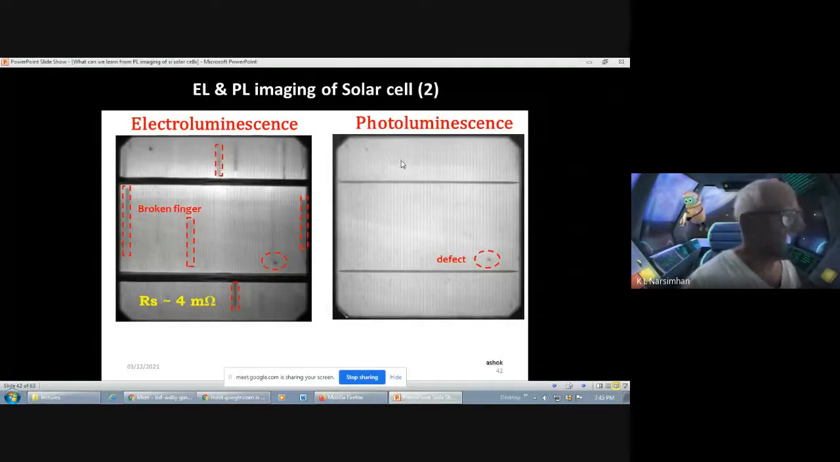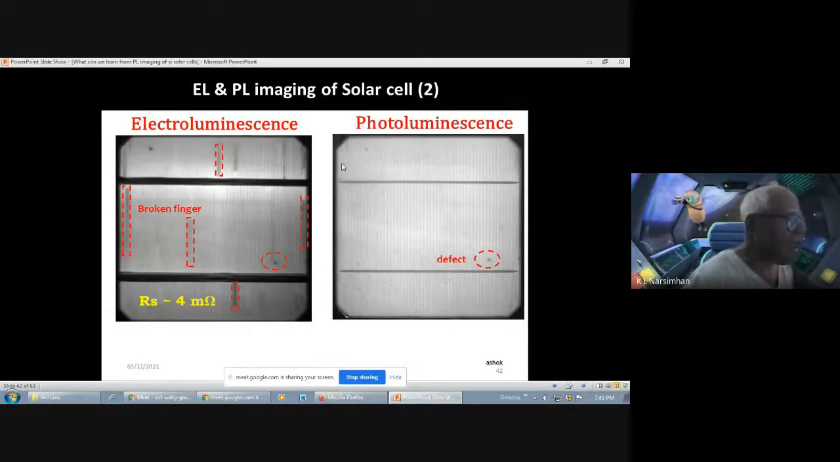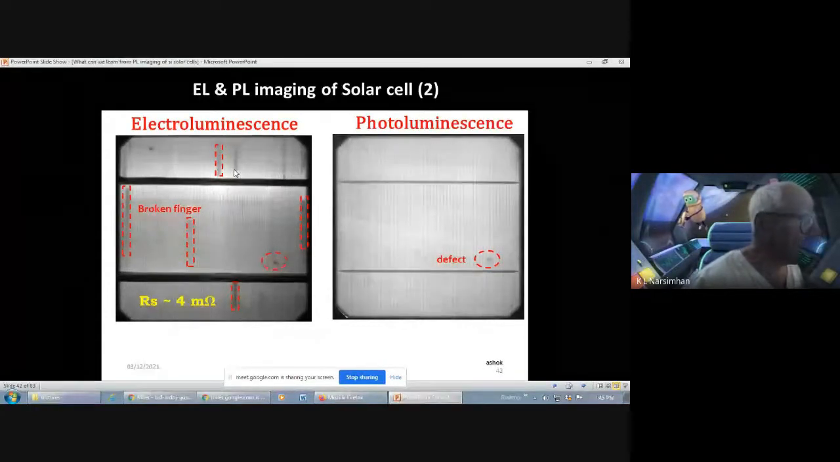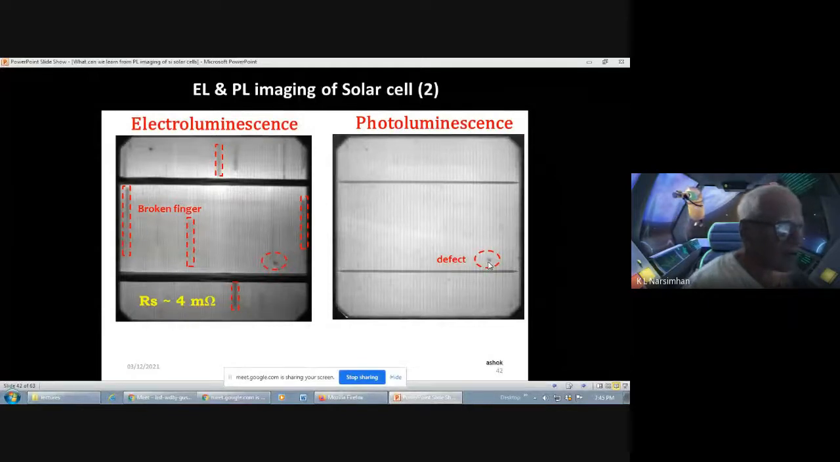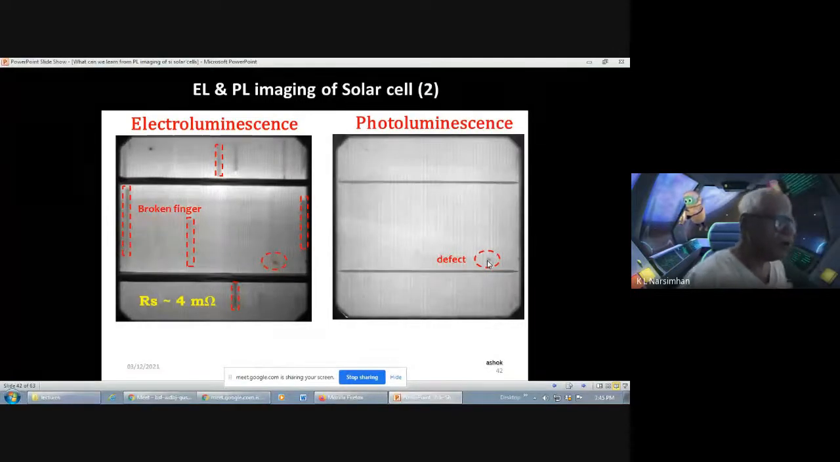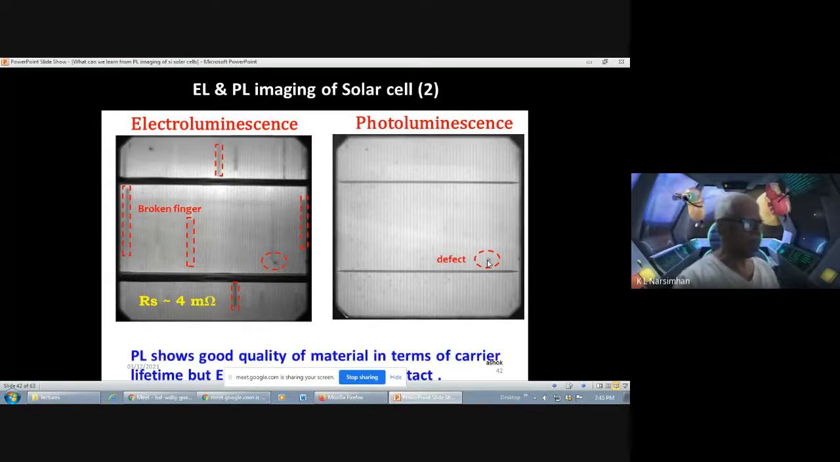So everywhere it is, I will create those electrons and holes. By looking at the EL and PL, I will say this region was dark, not because of a low lifetime, but because of a broken finger. On the other hand, there is this region, which is dark in both images. This is a low lifetime region of the sample. So by doing EL and PL, this is an example of what you can actually do.